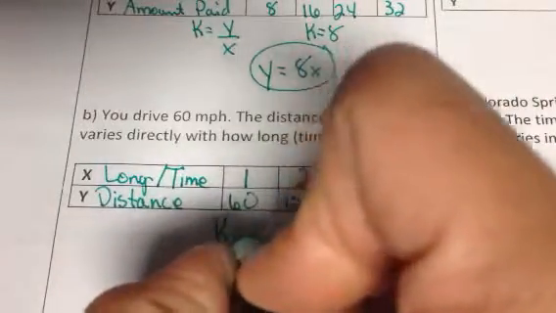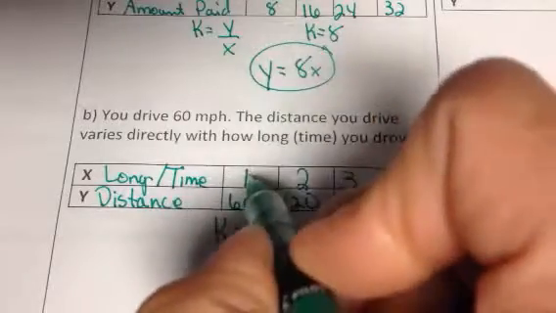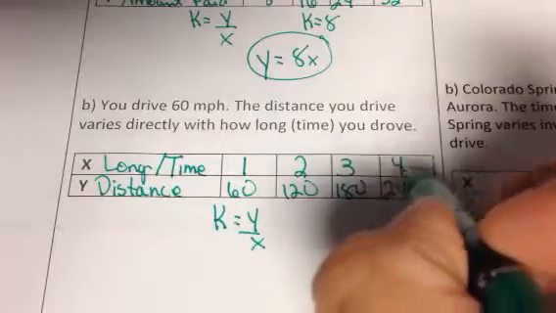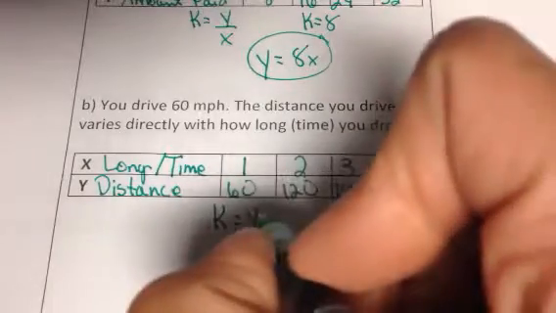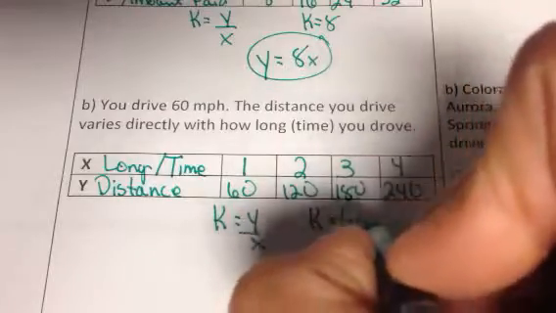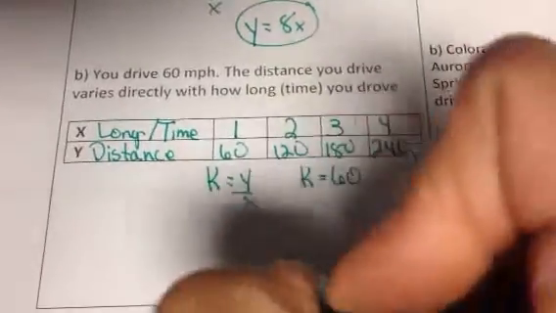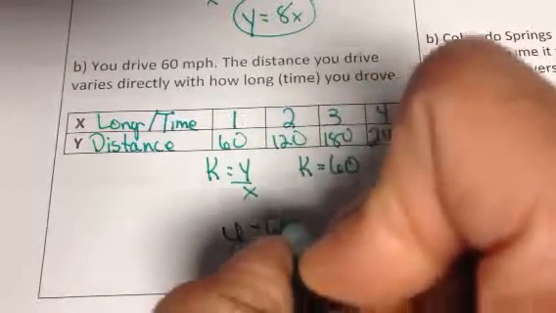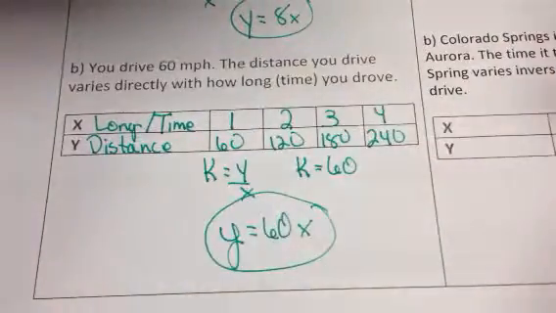K is y over x. So 60 over 1, or 120 over 2, or 180 over 3, or 240 over 4. They always give me the same amount for k. K is 60. And then once I know k, I can write the equation that represents this direct variation, which is y equals 60x. And again, this whole idea about 0, 0.